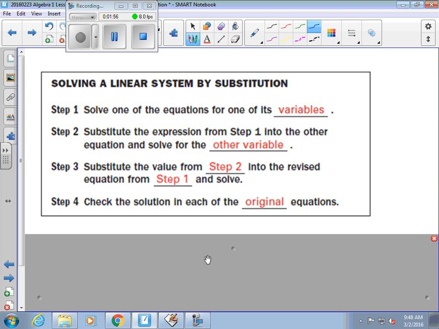And step number 4 is to check the solution in each of the original equations. This was the last part we did with the graph and check method. We learned how to check it already. Once you get that solution, you check it.